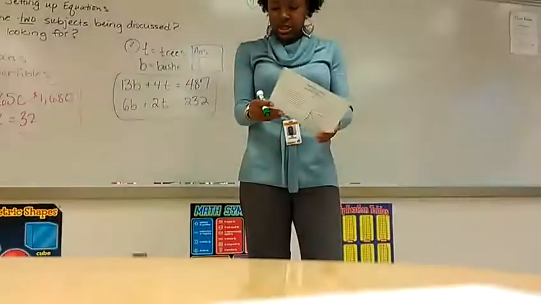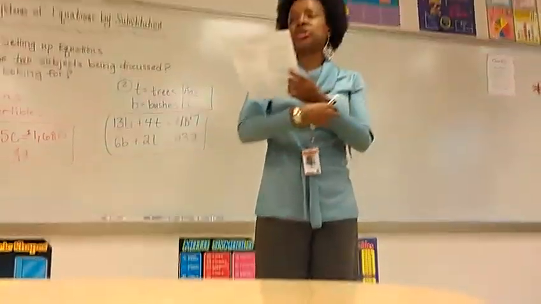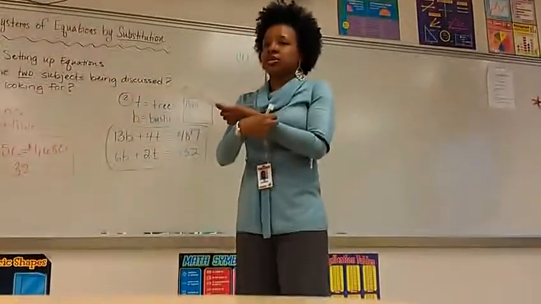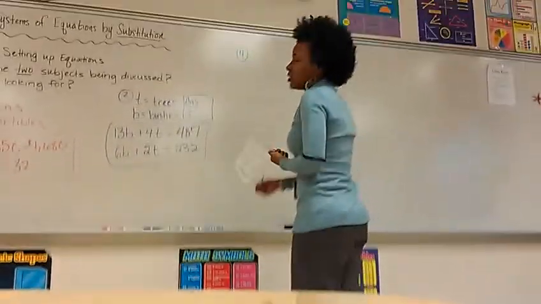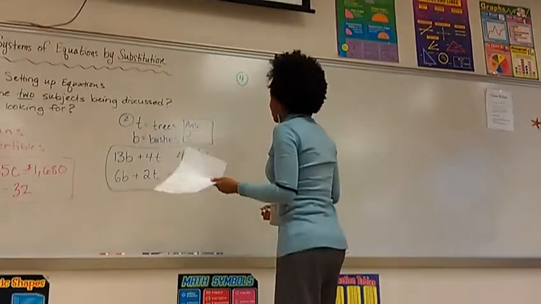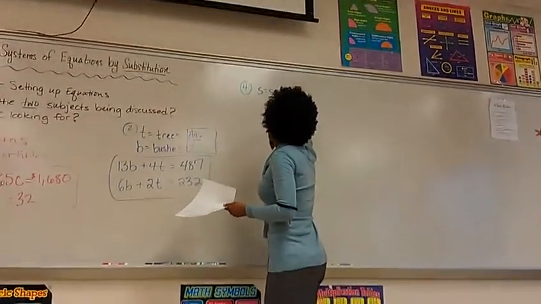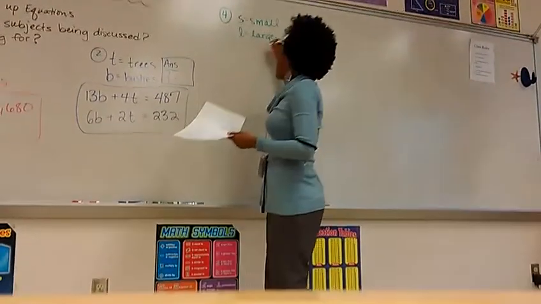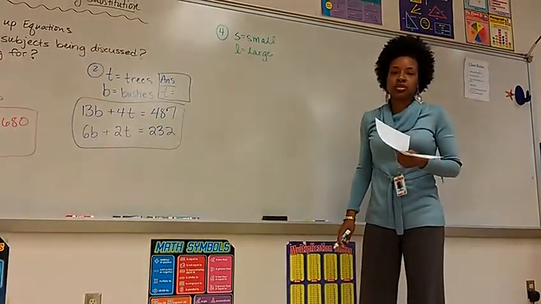So what are the 2 things that we're talking about? Raise your hand. What are the 2 things that we're talking about? Kimberly. Small box of oranges and a large box. Good. Small boxes of oranges and large boxes of oranges. Okay?